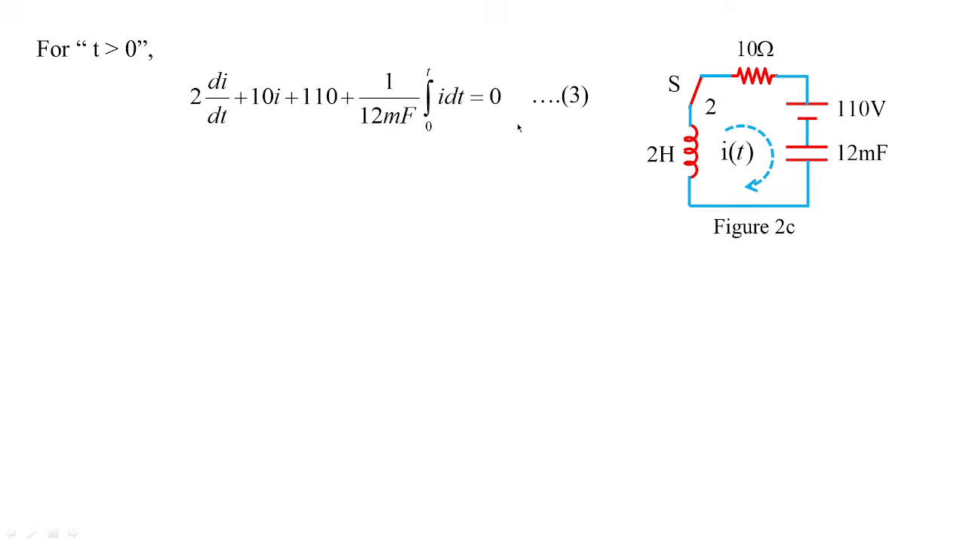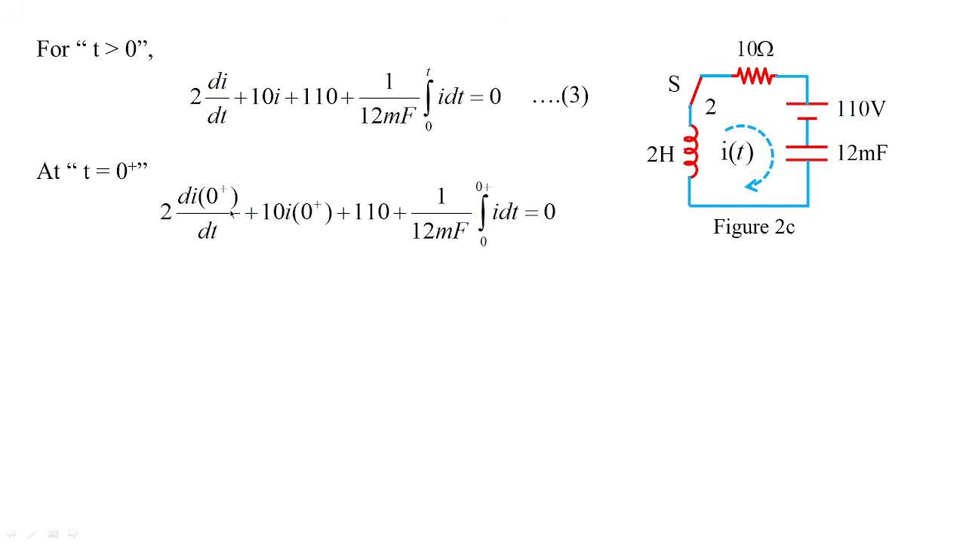Very simple. Just apply KVL: take the sum of the voltages in a closed circuit and make it equal to 0, satisfying Kirchhoff's voltage law. What we need to know is di by dt as well as d square i by dt square. For t greater than 0 conditions, we have framed this equation, and from here we need to find out di by dt of i of 0 plus. So 2 times di by dt of 0 plus, plus 10 multiplied with i of 0 plus, plus 110, plus 1 by 12 millifarads integral of i dt, with the switch moved from 0 to 0 plus, equal to 0.